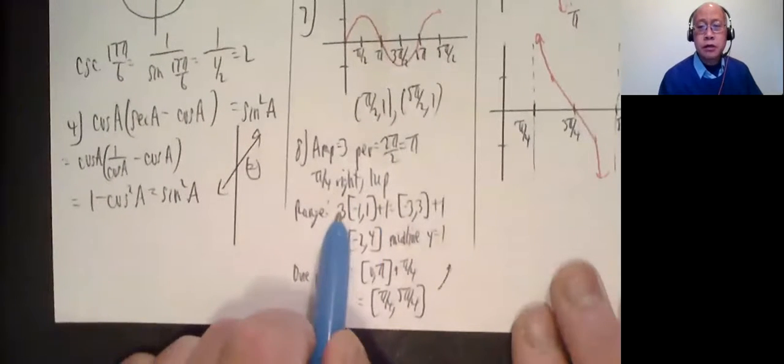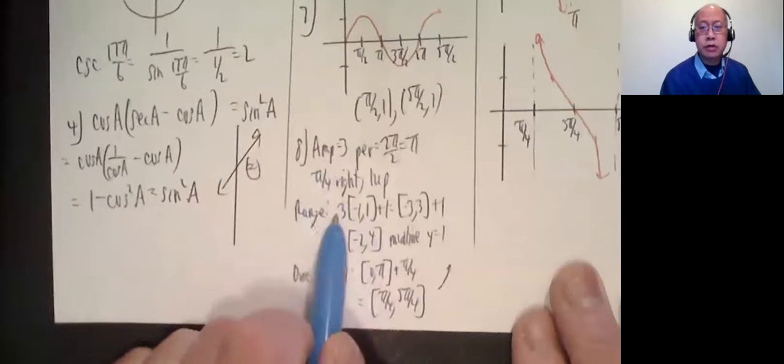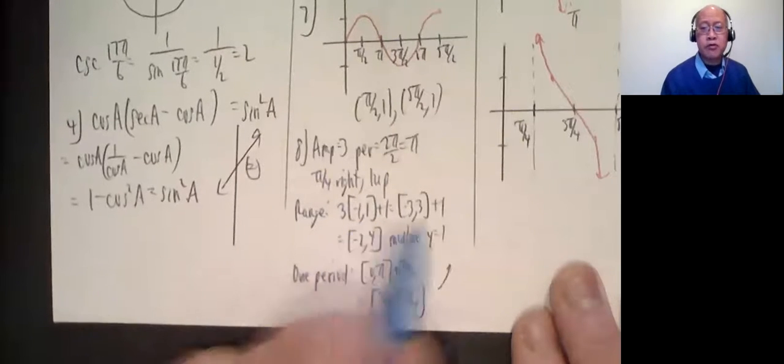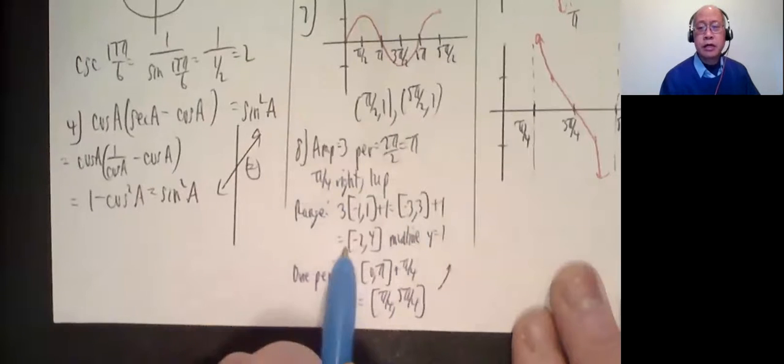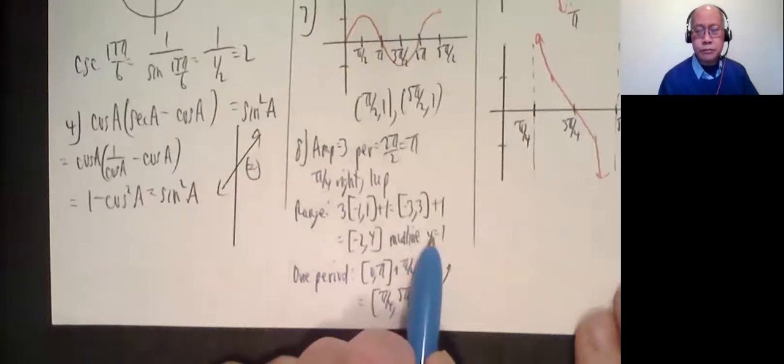So the range, normally for a cosine or sine function, is from -1 to 1. Amplitude is 3, so I multiply by 3. And then a vertical shift of 1 means I move the graph up 1 unit. So 3 times -1 is -3, plus 1 is -2. And 3 times 1 is 3, plus 1 is 4, with a midline of y equals 1.